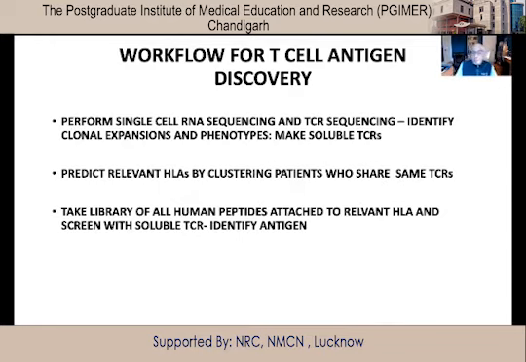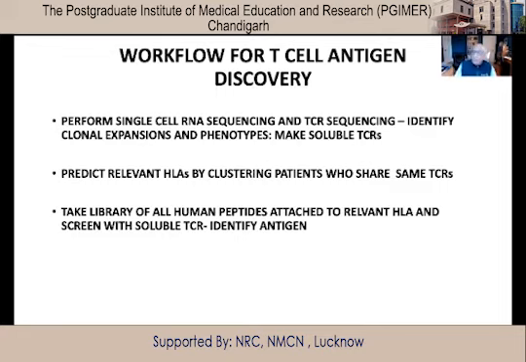But you predict which is the relevant HLA by clustering patients. So let's say I have 50 patients, and 10 of them had the same T-cell receptor, V beta usage, or V beta plus J beta usage, maybe the same TCR alpha usage. So they have very similar T-cell receptors. Those who share T-cell receptors must share HLA. I mean, that's the assumption we make.